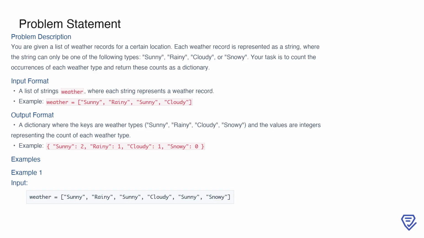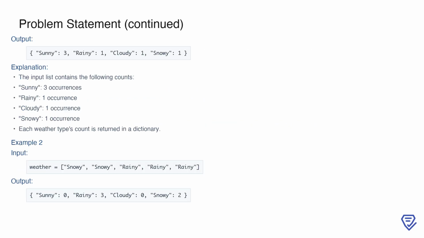Notice that even if a weather type doesn't appear in the input, it must still be included in the dictionary with a count of 0. This ensures that all four weather types are always represented in the output. Now let's look at some examples to better understand the problem.